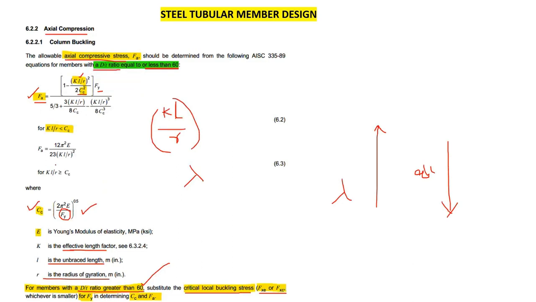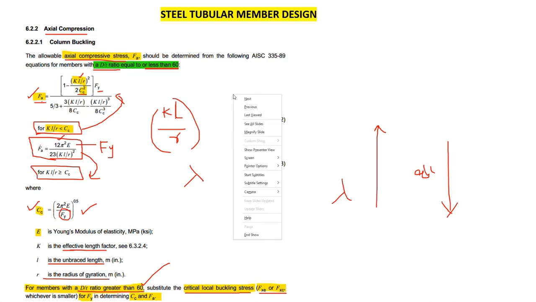And for UC, for KL/r, if it is less than the Cc value, we go for this. If it is more than the Cc value, then we are taking 12 pi squared E by 23 (KL/r) squared. This does not depend on the yield value. You see here, there is a difference between this Fa and this Fa. Do you understand?